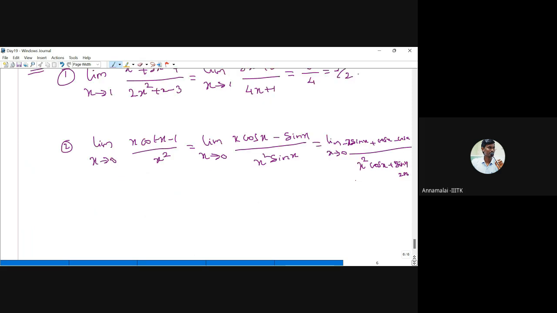Now again you'll get a 0 by 0 form, so again you have to differentiate. So this cancels. Anyway, finally you'll get minus 1 by 3. Again, as x goes to 0, you get 0 by 0 form, so again you have to differentiate numerator and denominator, and then take the limit as x goes to 0. If you get a value, not 0 by 0 form or infinity by infinity form, that value is minus 1 by 3.